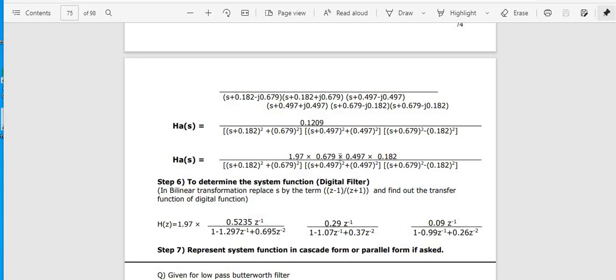This same factor, if you replace it and further simplify that, we can write H of z as 1.97 into 0.5235 into z power minus 1 by the first factor, into 0.29 into z power minus 1 by the second factor, into 0.09. How did we get all these? Wherever s is there, we replace this function. At the end, if you simplify it, we can find the transfer function. I have already shown you how to simplify the function, so that's the reason I'm directly mentioning this value. Clear? So this is the complete one.